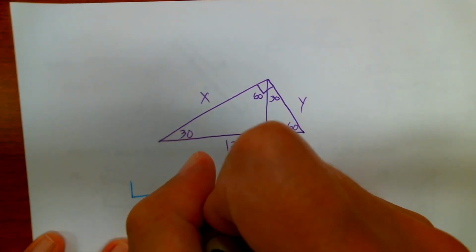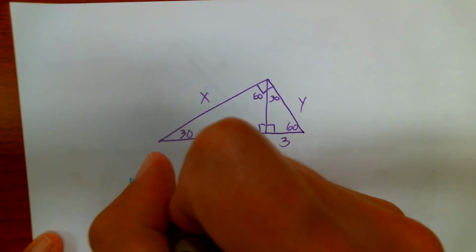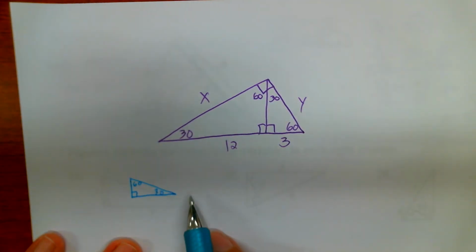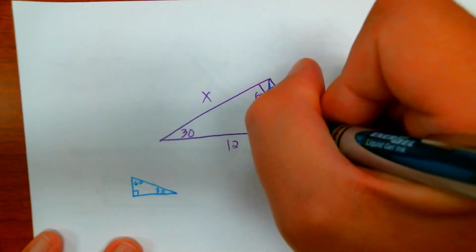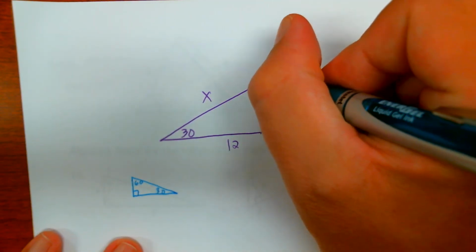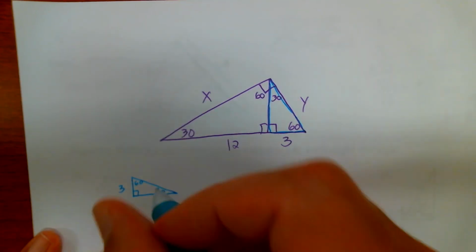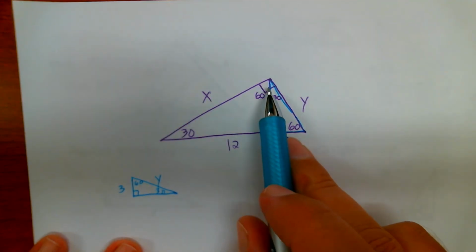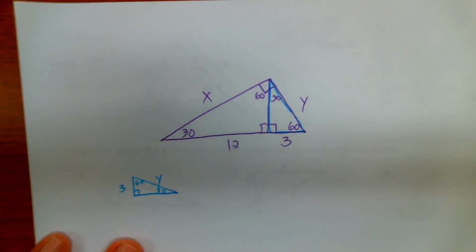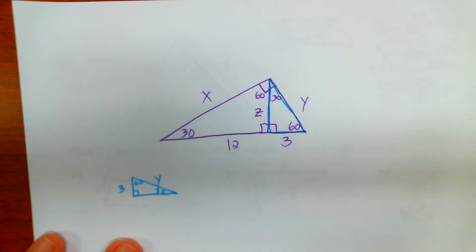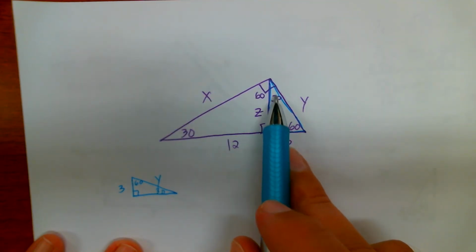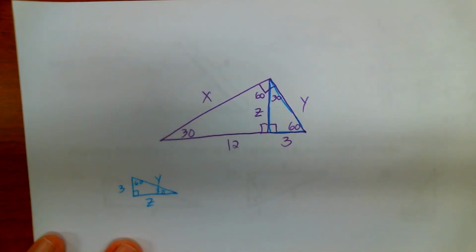All right, baby. 60, 90, 30. Okay, for my baby triangle, this guy right here, 3 is between the 90 and the 60. y is the hypotenuse, and oh, I have a z here. Okay, so the z is between the 30 and the 90. So I've got a z there.